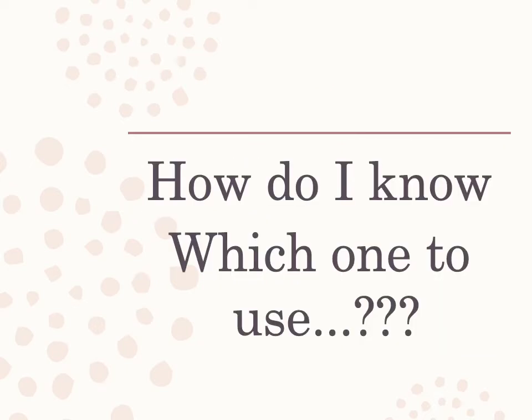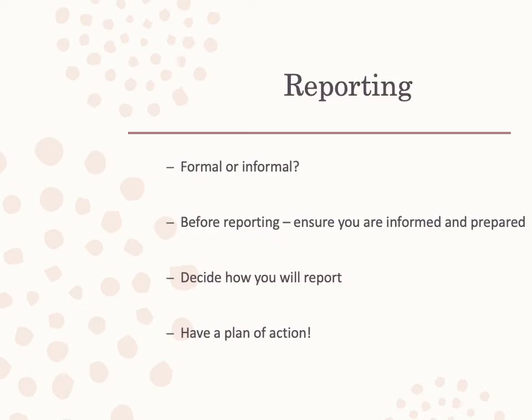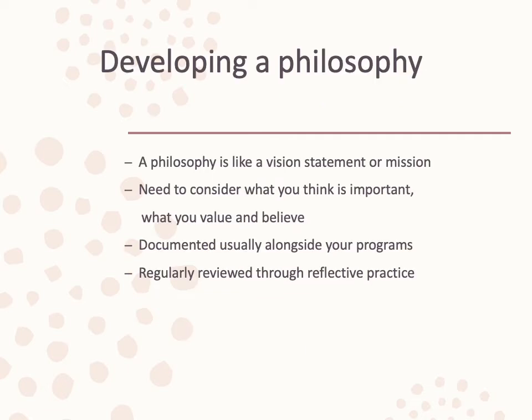So how do you know what, how, and why to assess? You've got to look at what you're going to assess, how you're going to assess it, and then how you're going to document it. So you think about that reporting. Is it going to be formal or informal? How are you going to make sure that you're prepared to do those observations? So you might need to set up your EA to be looking after some children so that you can have some time to yourself and so on. You'll decide how you're going to report and you'll decide on your plan of action.